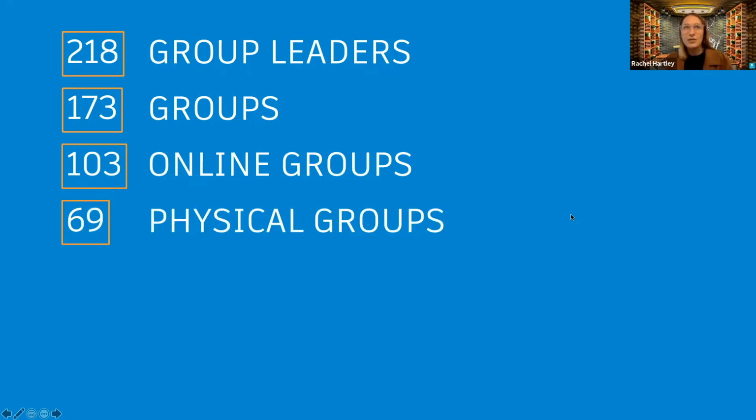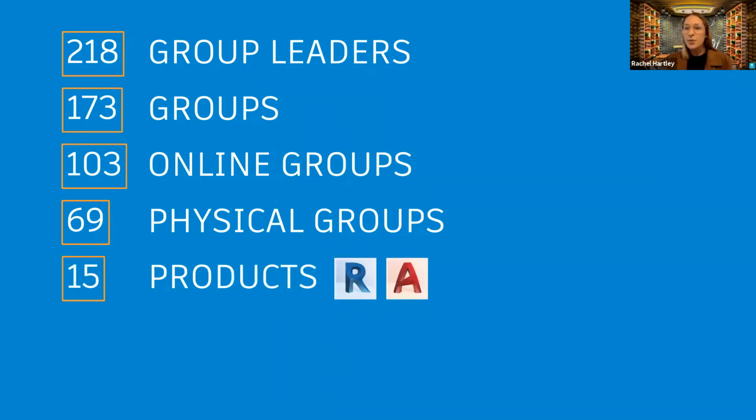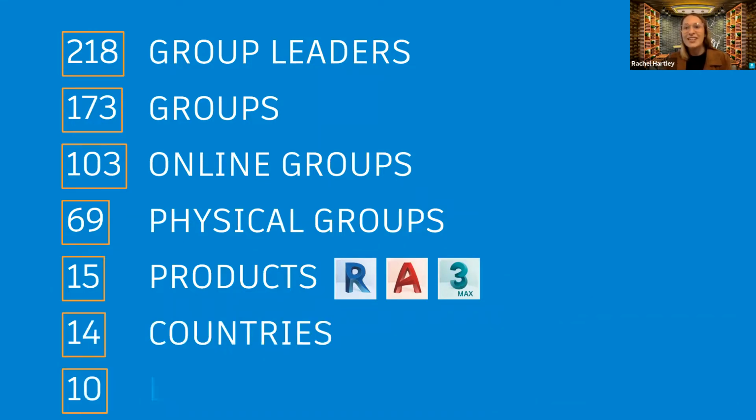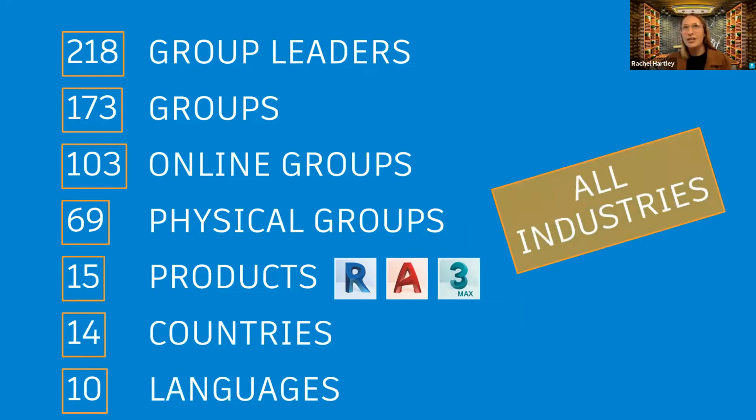And of course, these physical groups right now, it is hard to be meeting in person. So there's a lot of ways that these local user communities are connecting in virtual environments. And they cover 15 products currently, being Revit, AutoCAD, and 3ds Max, the top 3 products that we have the most groups around. And it's again in 14 countries and encompassing 10 languages. And like I said, covering all of our industries.